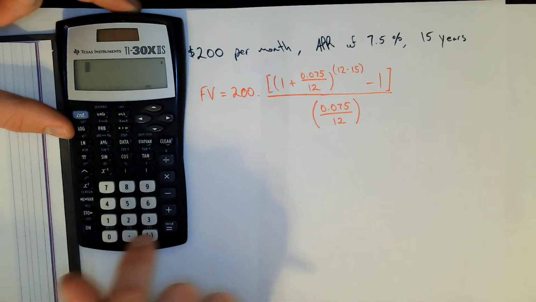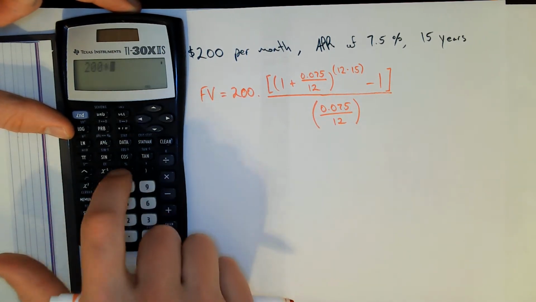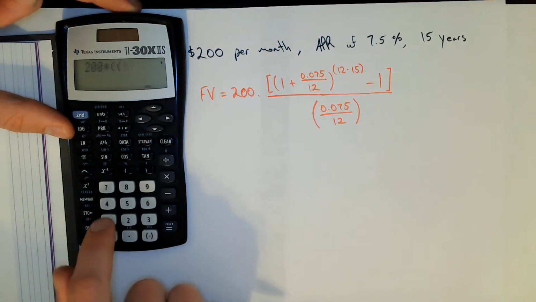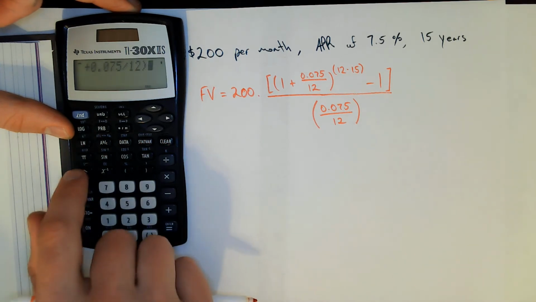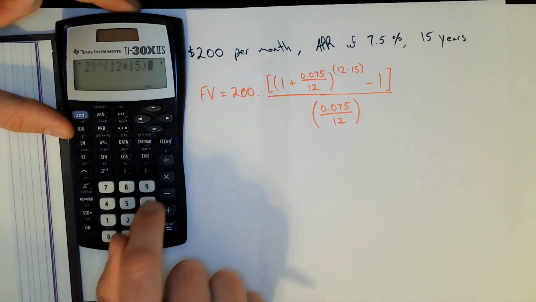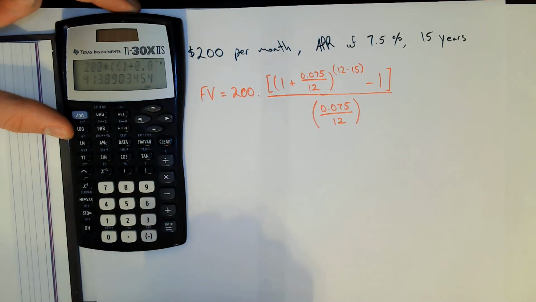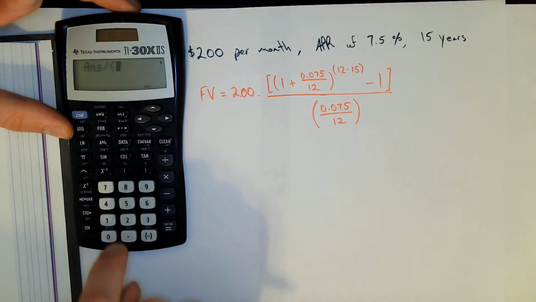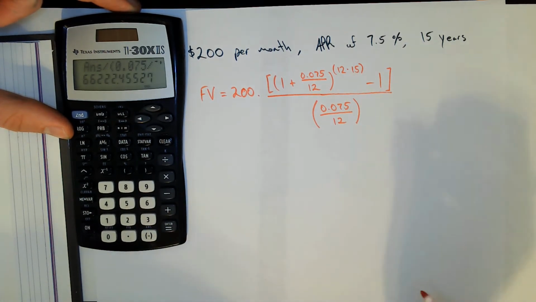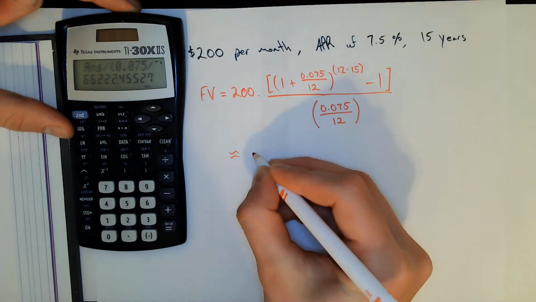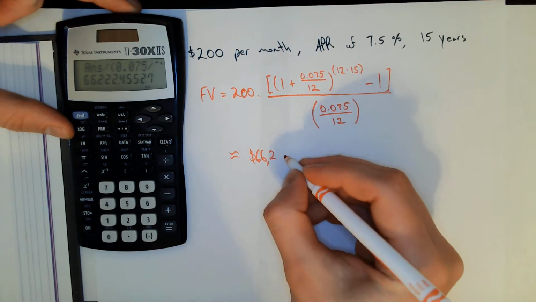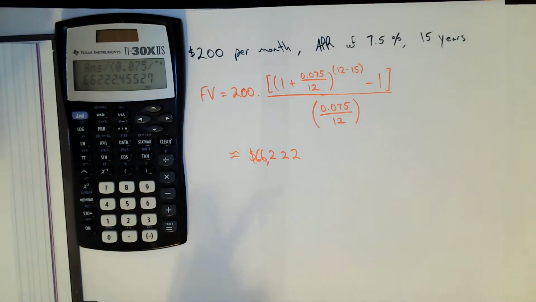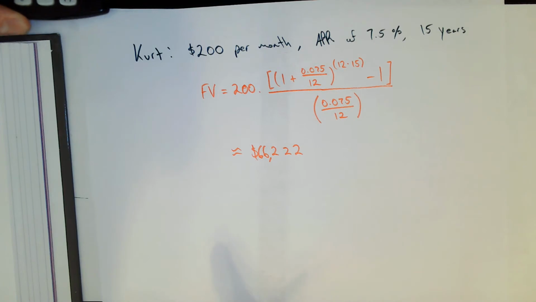No, that's not right. I forgot to close my parentheses. Redo it all. Okay. 1 plus 0.075 divided by 12, close that, raised to 12 times 15, close that, minus 1, then close that, equals. Maybe sometimes the calculator does know what you're trying to do, even if you don't close your parentheses. Okay, so he's getting approximately $66,222. Let's just leave it like that.